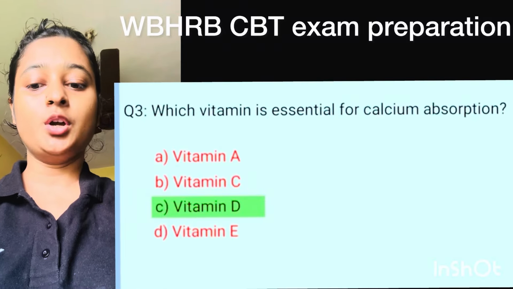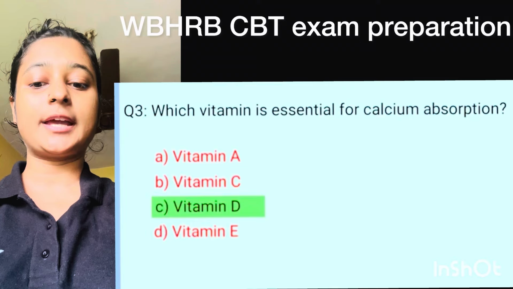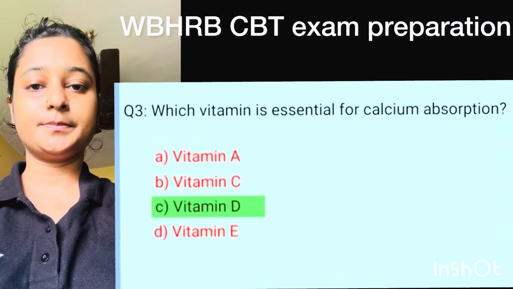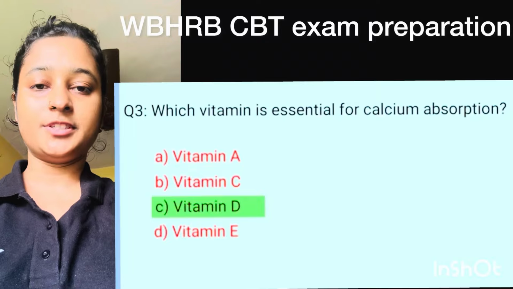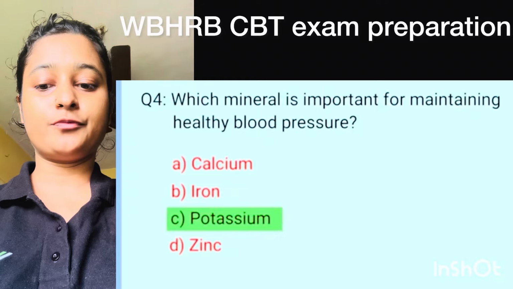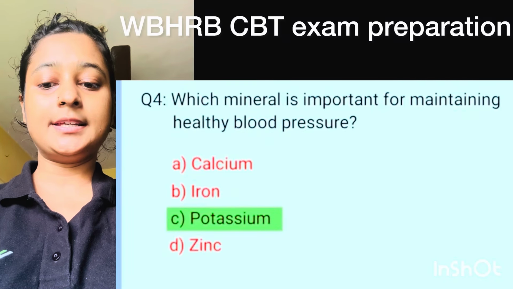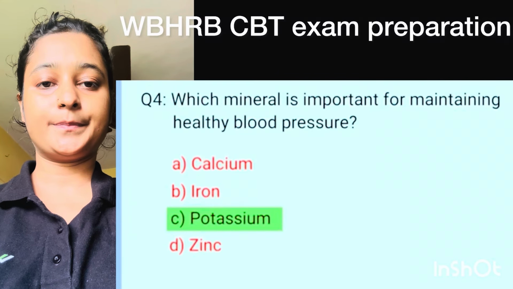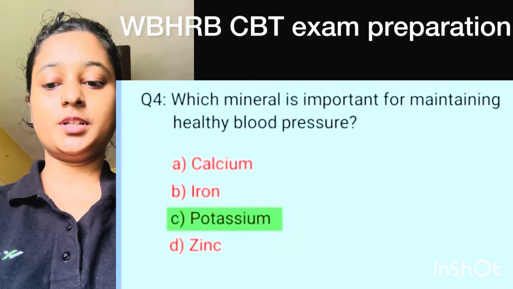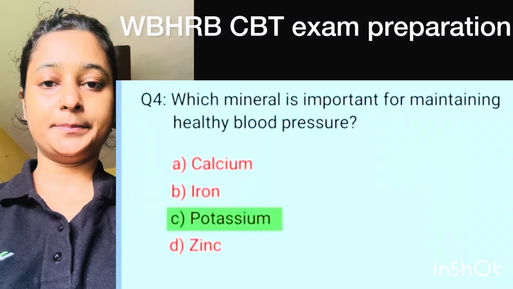Question number 3. Which vitamin is essential for calcium absorption? Here, correct option is option C, vitamin D. Question number 4. Which mineral is important for maintaining healthy blood pressure? Here, correct option is option C, potassium.